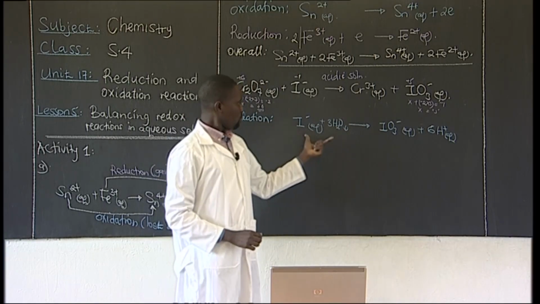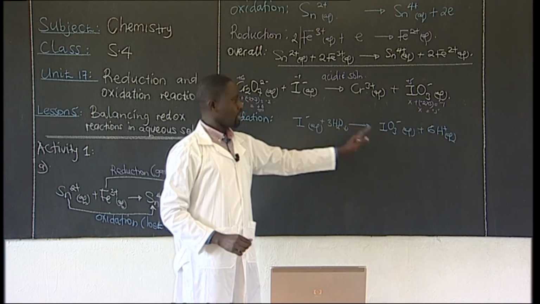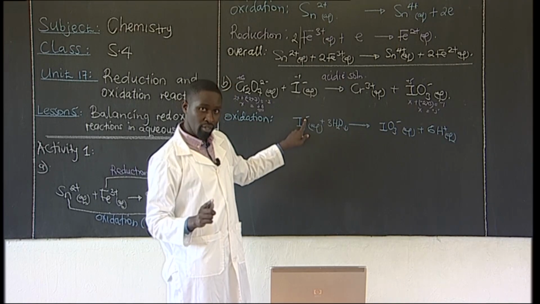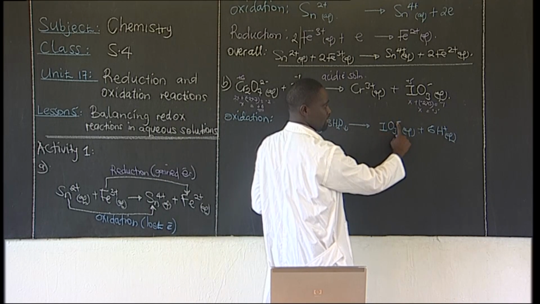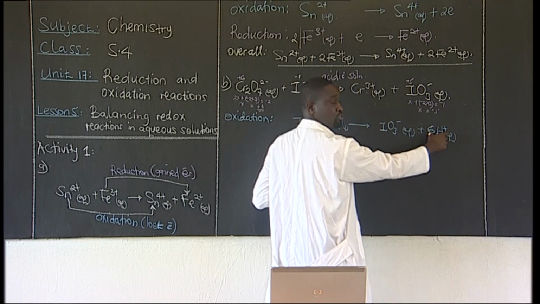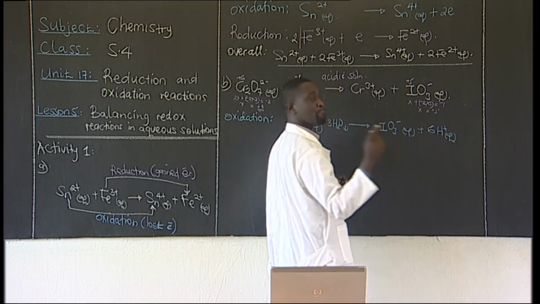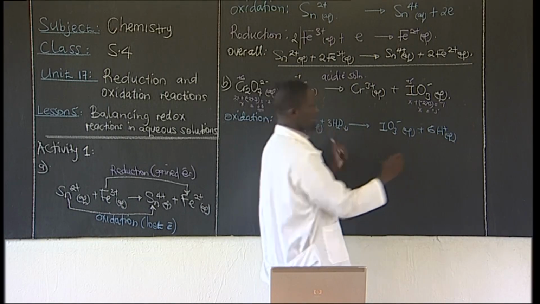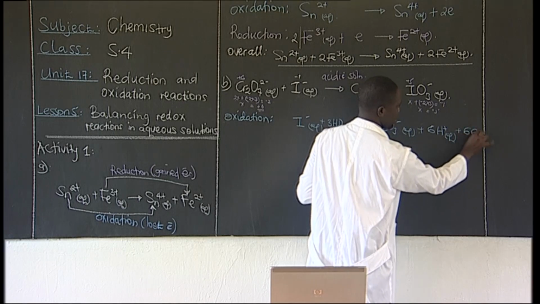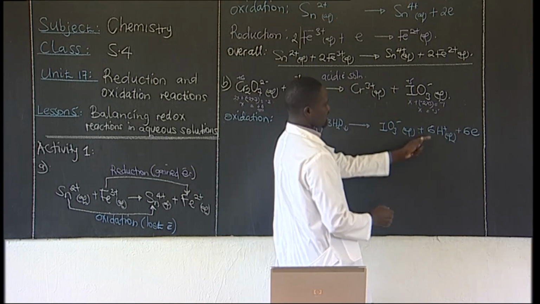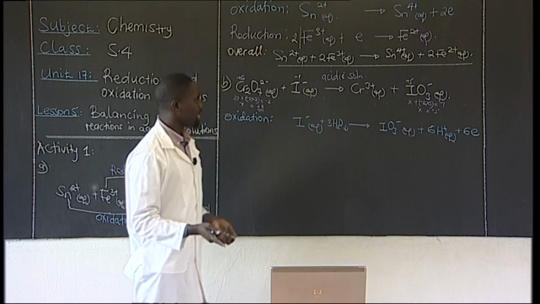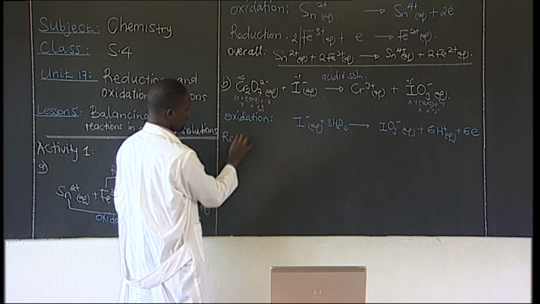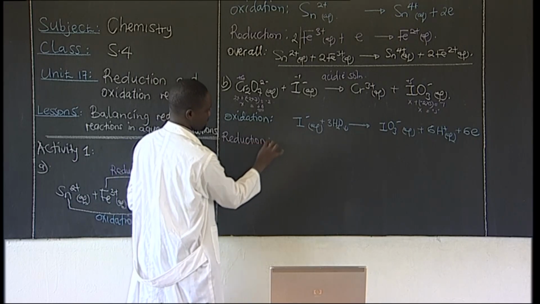So we have oxygen, iodine, and hydrogen all balanced, but the charge is not balanced. This is -1. Here we have -1 plus +6, which gives us +5. So to get -1 balanced, we need to add 6 electrons. In this case, the charges will all be balanced. That is for oxidation. Let's quickly look at reduction side.